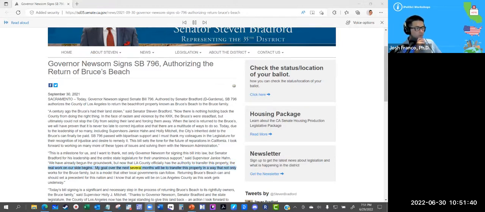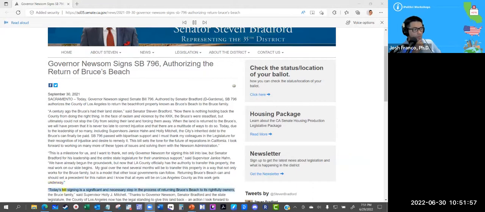My goal over the next several months will be to transfer this property in a way that not only works for the Bruce family, but is a model that other local governments can follow. Returning Bruce's Beach can and should set a precedent for this nation, and I know that all eyes will be on Los Angeles County as this work gets underway.